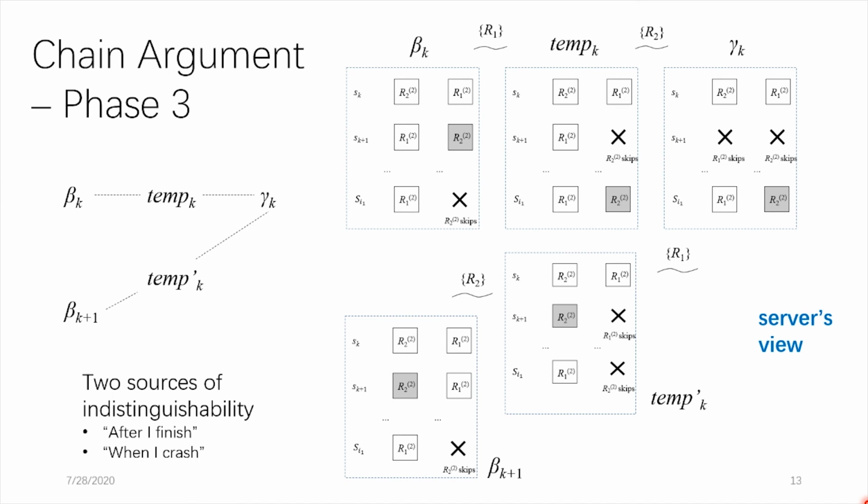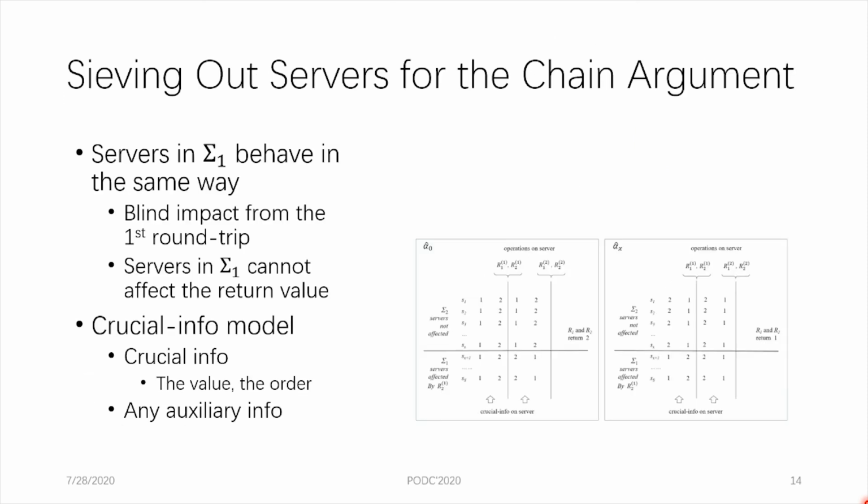Now, beta k and temp k can be connected. Similarly, we can connect beta k plus 1 and gamma k through another relaying execution temp prime k. Repeating this process, we can finally connect beta 0 and beta S. Thus, read operations in beta 0 and beta S must return the same value, and this will lead to contradiction and give us an impossibility proof.